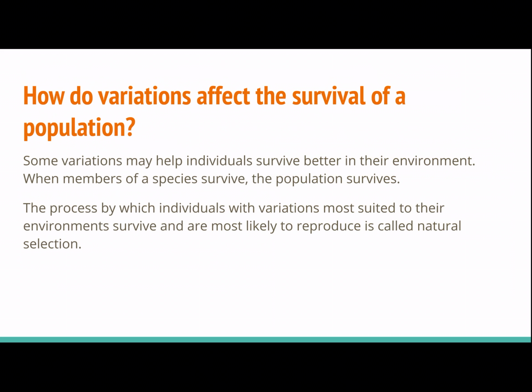So how do variations affect the survival of a population? Members of a species generally share the same characteristics. However, individual members have differences, or variations. Some variations may help individuals survive better in their environment. When members of a species survive, the population will survive. The process by which individuals with variations most suited to their environment survive and are most likely to reproduce is called natural selection.